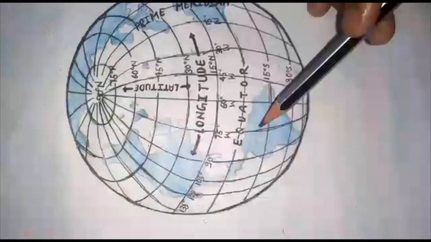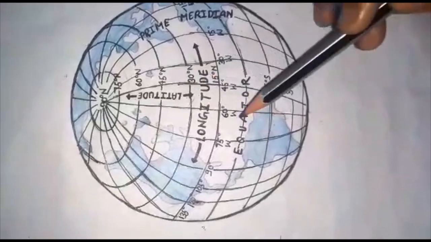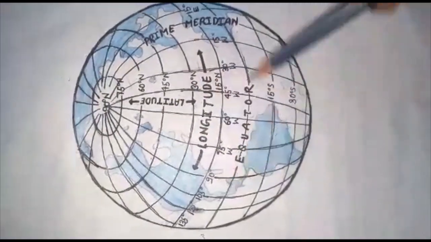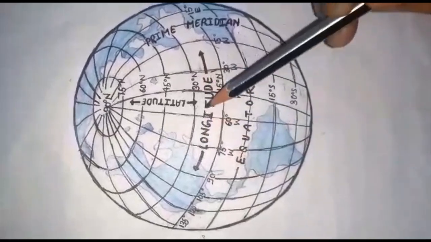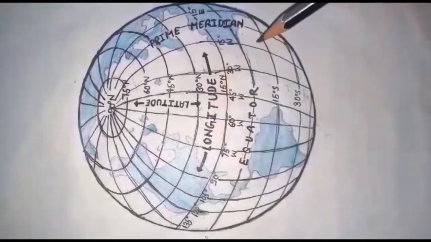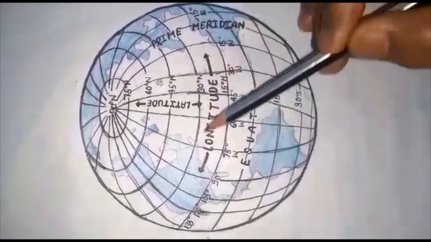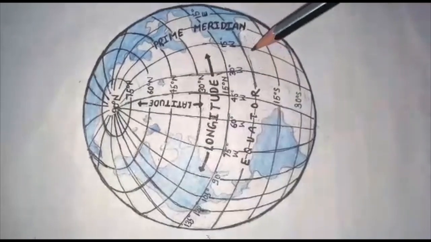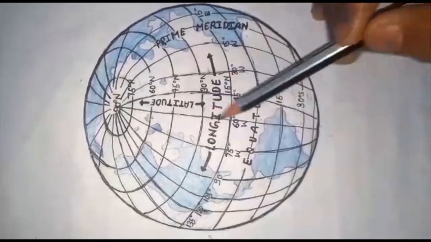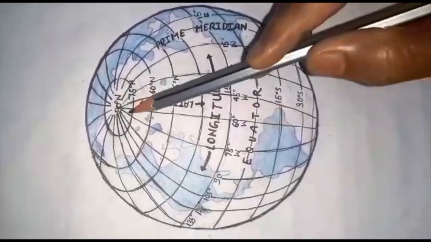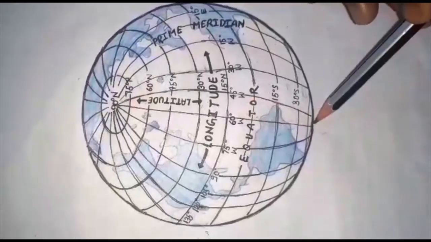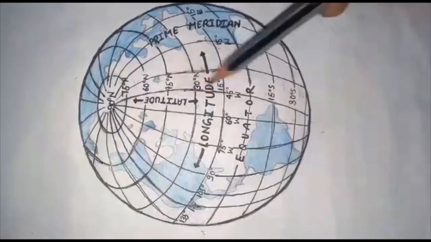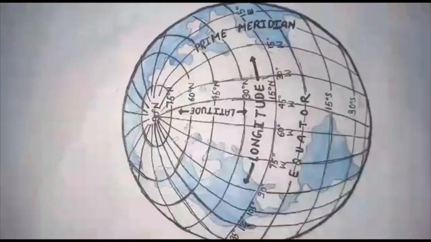You can see two types of lines on the globe. The lines which run parallel to the equator in the east-west direction are called parallels or latitudes. The other lines run from the North Pole to the South Pole in the north-south direction. These lines are called meridians or longitudes.